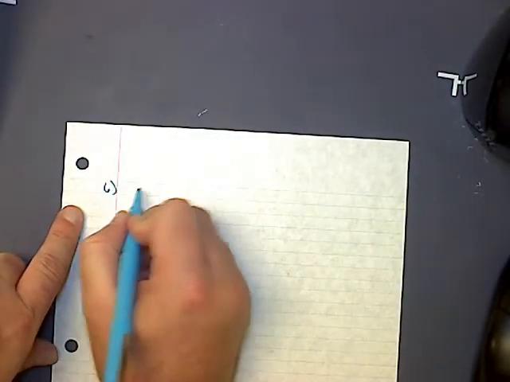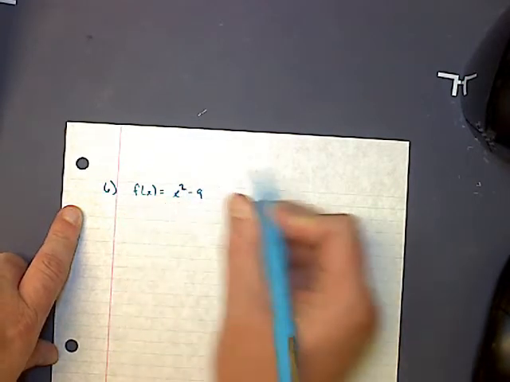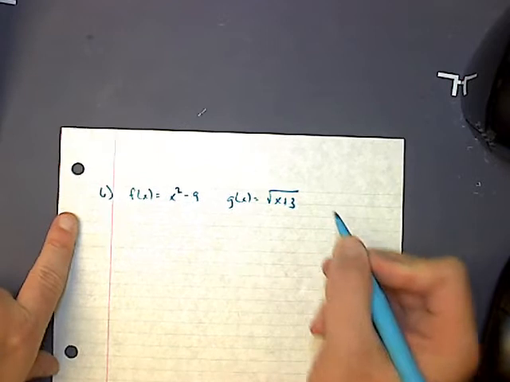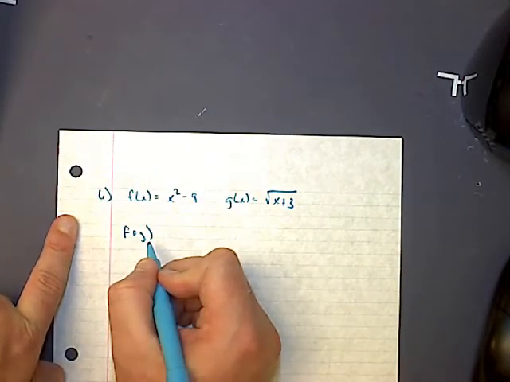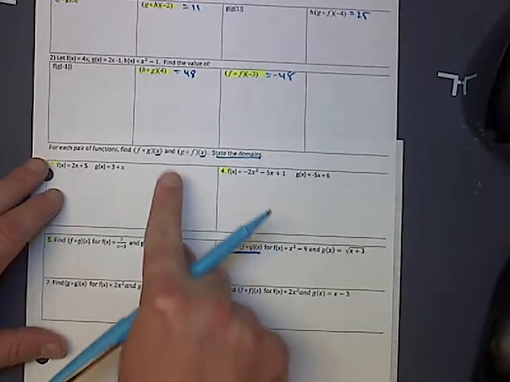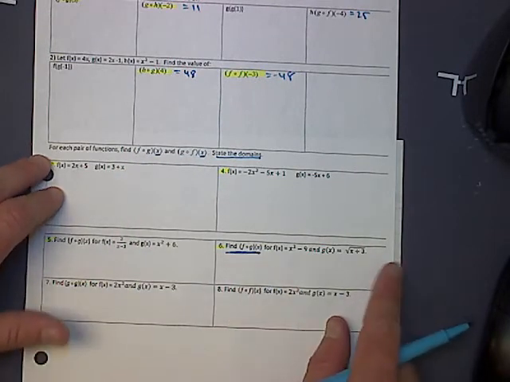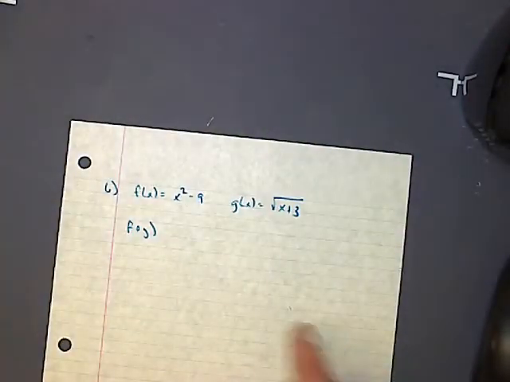Okay. Number 6. F of x equals x squared minus 9. G of x equals square root of x plus 3. We want to find f of g. Oh, on number 6, hey, it worked out even better. We're only finding f of g of x. We're not under these same directions anymore. It does not say anything about domains. We're just finding f of g of x.